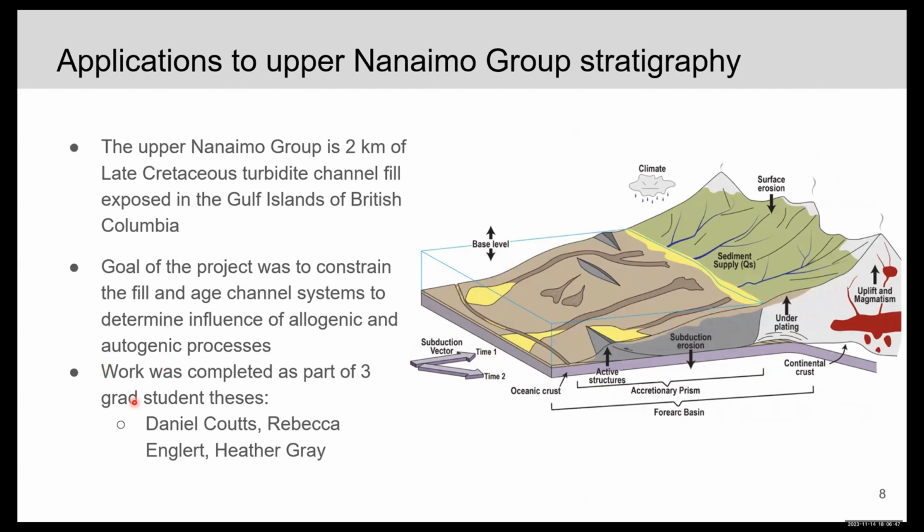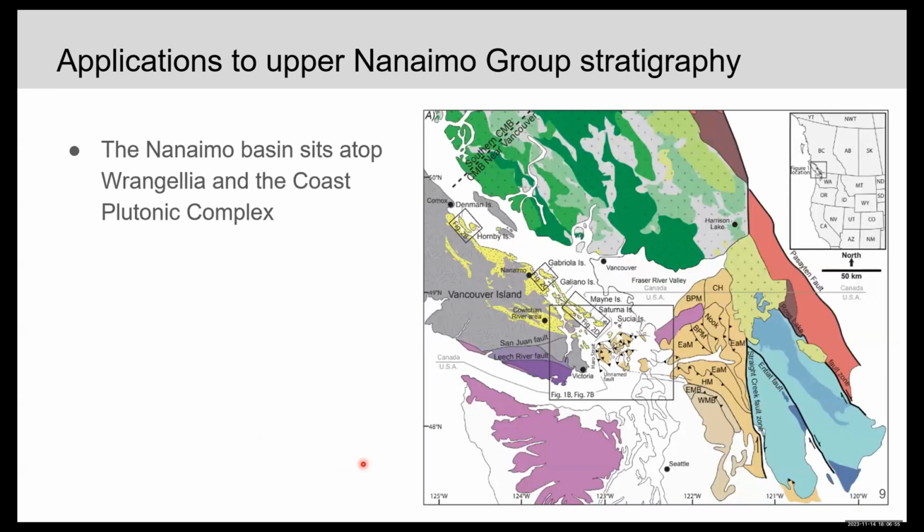This is the work of myself, Rebecca Englert, and Heather Gray, three grad student theses that were put together from this. The Nanaimo group sits atop Wrangellia. After the insular superterrane had accreted to North America, you had a large forearc area that started filling up with basin. The Nanaimo group, in yellow here, is all that large deposit.